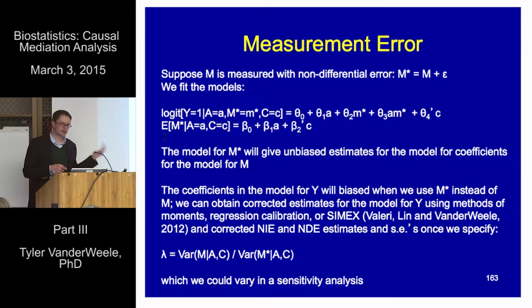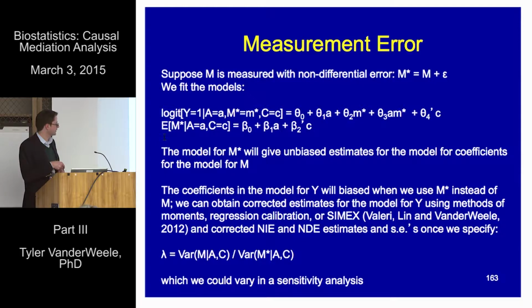But what we can do is just use fairly standard, well-established measurement error correction techniques for that logistic regression to get corrected estimates. So we could use, for example, method of moments correction or regression calibration or SIMEX methods to get corrected estimates of theta 1, theta 2, and theta 3, and then use those corrected estimates to get corrected natural direct and indirect effects. And to do so, if we pursue more of a sensitivity analysis approach, if we didn't have a gold standard measurement for any subsample, all we need to do, it turns out, is specify a single sensitivity analysis parameter, which we'll call lambda.